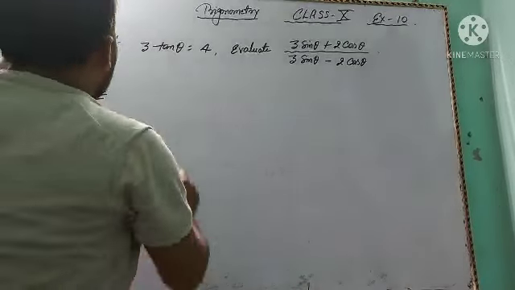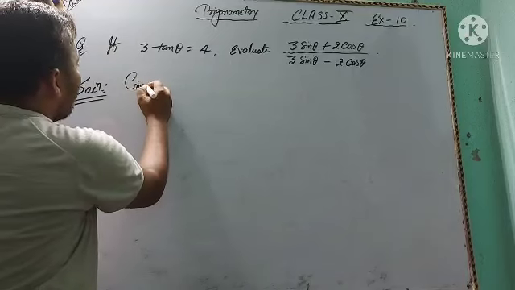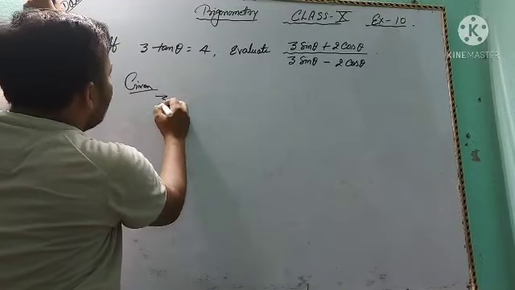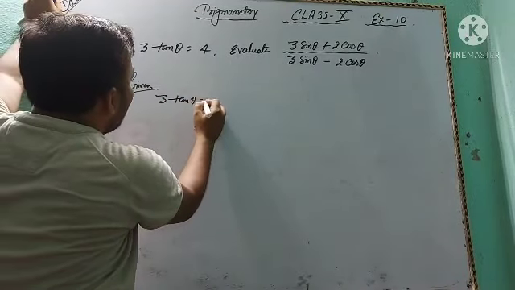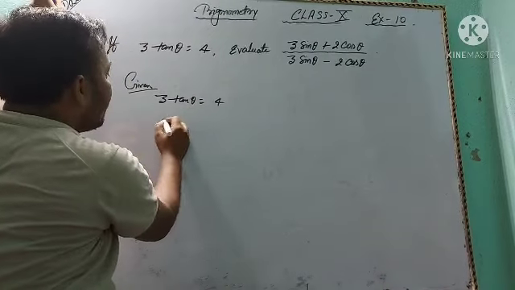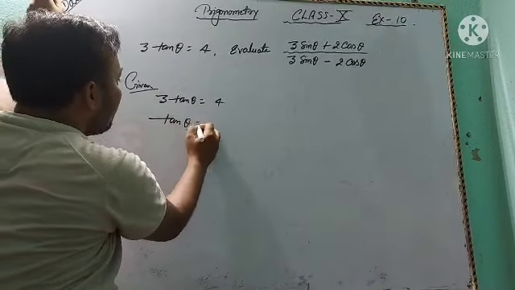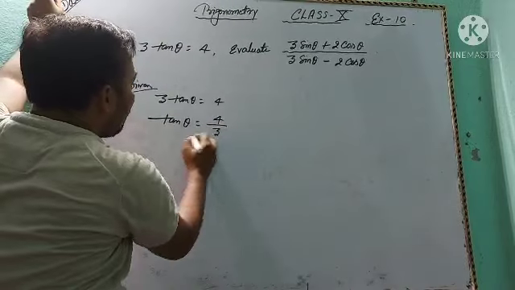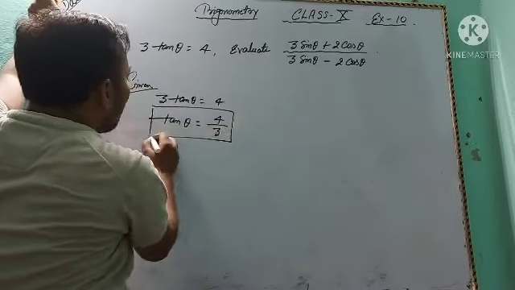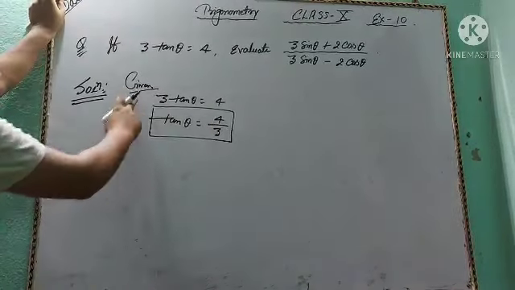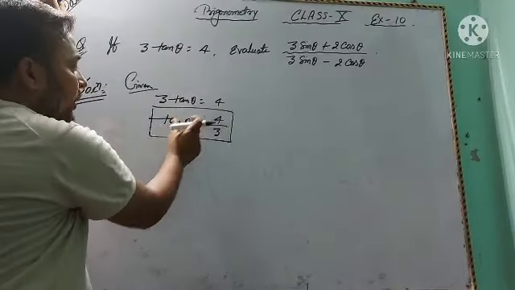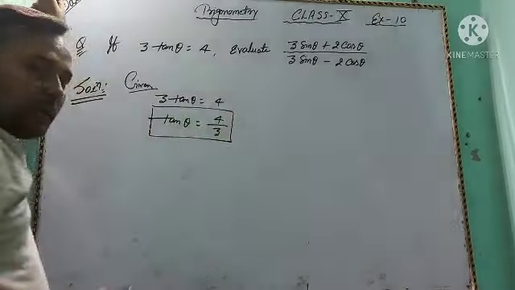First of all, given that 3 tan theta is equal to 4. So we write that tan theta is equal to 4 by 3. Okay, tan theta is equal to 4 by 3. 3 tan theta is equal to 4, then tan theta is equal to 4 by 3.